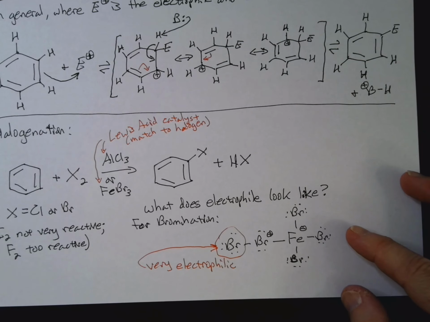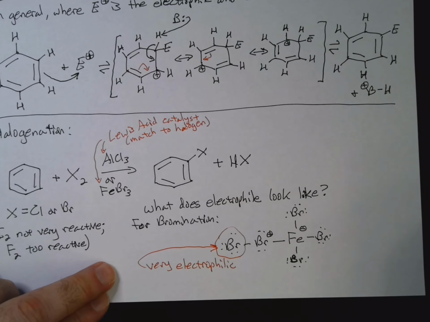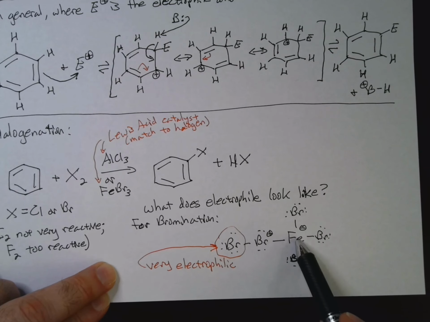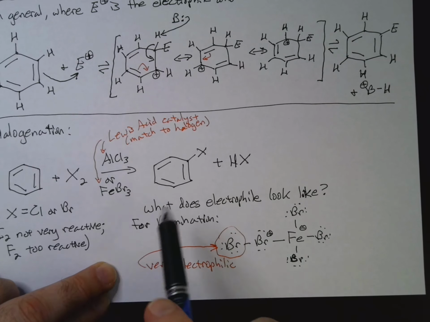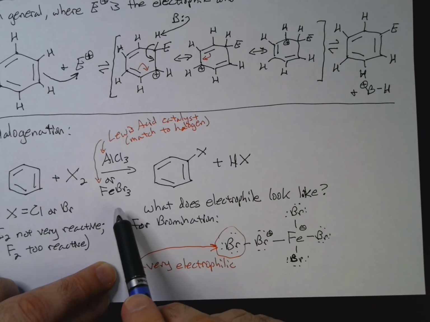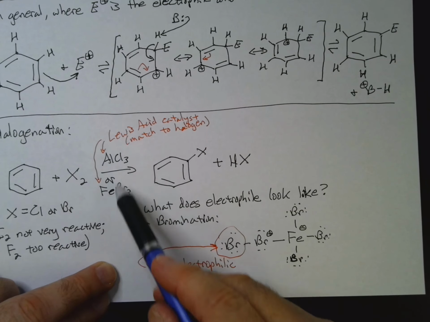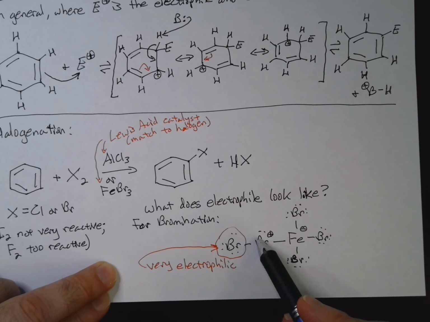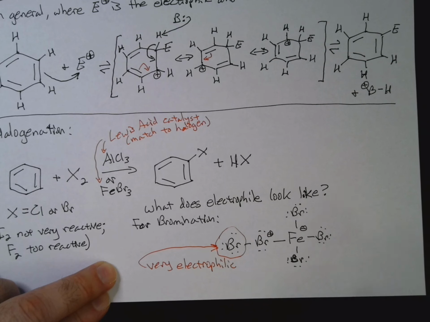And then for chlorination, we're going to have a similar electrophile, but we'll have chlorines instead of the bromines, obviously, and we'll have aluminum instead of iron. You could use FeCl3 or you could use AlBr3, but typically these are the reagents that are used. So again, for chlorination, we'll have chlorines instead of bromines, and we'll have aluminum instead of iron.